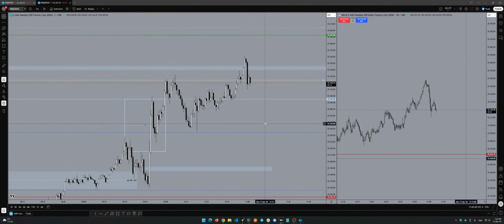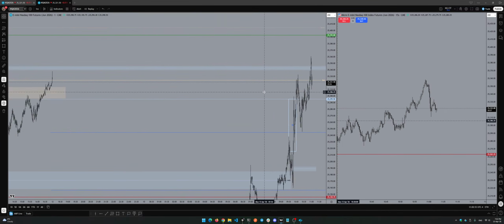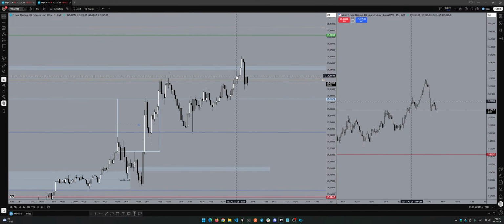What do we have here? We have a breaker, a bearish breaker. High, low, higher high, which clears buy side liquidity. And we have a smaller breaker here, high, low, higher high. And we have an FVG inside the breaker.